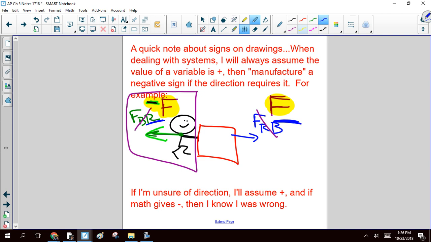So this is one of the rare times where I'm going to encourage you to manufacture those negative signs by putting them in there. I'll try to make sure I call attention to that as I go through the examples. If you didn't quite follow that, we'll get there.